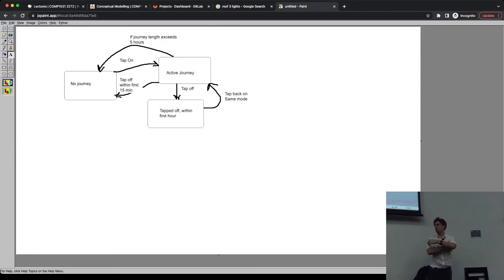Now where things get a little bit confusing is if you follow the flow through this as well. Let's say you are not currently on a journey and then you tap on to an active journey, and then you tap off after 15 minutes. And then you tap back on the same mode of transport, say you change trains. It then says tap off within the first 15 minutes. This diagram kind of implies that if I catch a train from Central to Chatswood, and then I get off for 20 minutes, and then I come back and tap on from Chatswood to Hornsby, that I can just tap off on my second journey within 15 minutes and get the refund, because we haven't quite distinguished between your first 15 minutes of any trip.